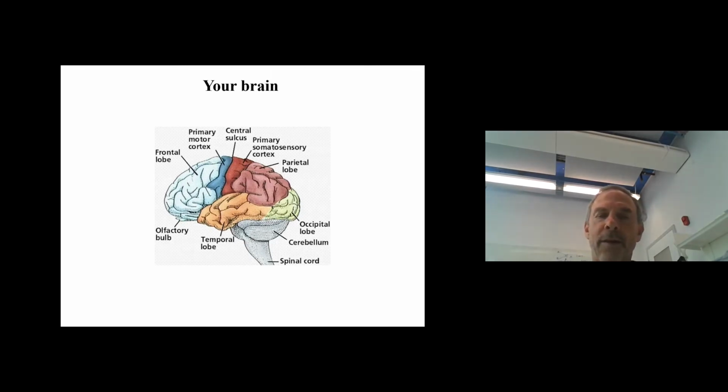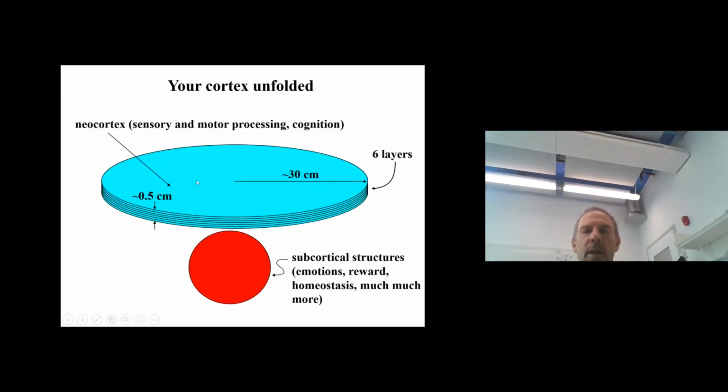So this cortex is all these ridges and things. Your cortex, you can unfold it. It's about 30 centimeters in radius. If you unfold it, it's got 6 layers, nobody knows why, about half a centimeter thick. So this blue thing up here is cortex. The red thing is everything else, which I tend not to focus on in my research. It's where emotions, reward, homeostasis, all the stuff that makes your brain actually work.